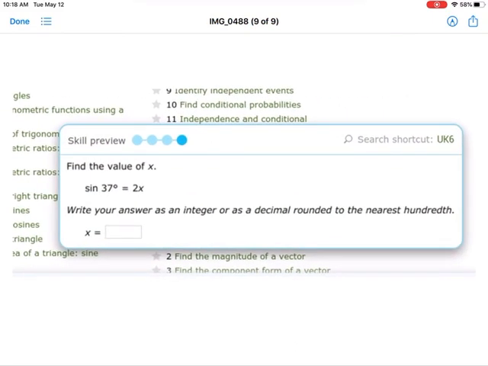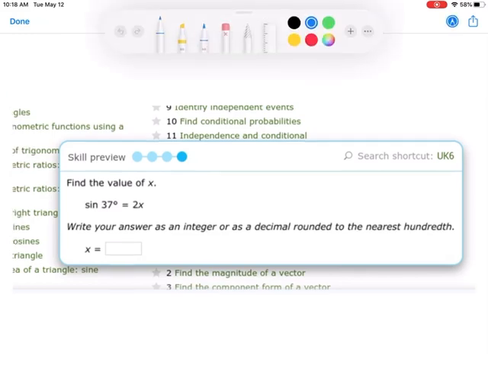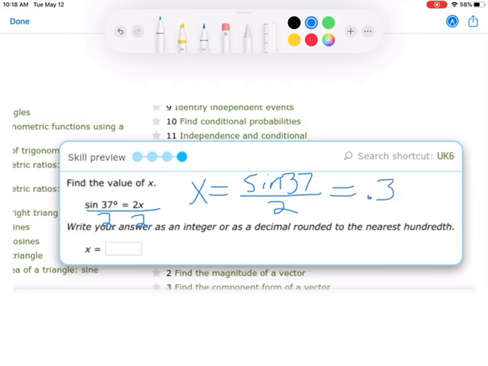Sine of 37 equals 2x. This is just a nice, easy equation to solve for x. I'm just going to divide both sides by 2, and it's going to give me x. So x is equal to the sine of 37 divided by 2. I'm going to type that into my calculator. Sine 37, equals. I get a really long decimal. I'm going to leave that in my calculator and then divide by 2. So 0.3009 is my answer. I'm just going to say 0.3 is my answer for that one.